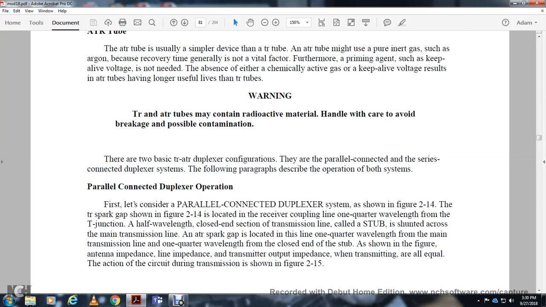Warning: there are two basic duplexer configurations, the transmit-receive and the anti-transmit-receive. The parallel-connected duplexer connects the receiver in parallel with the duplexer system. The following paragraphs describe the operation of both systems.